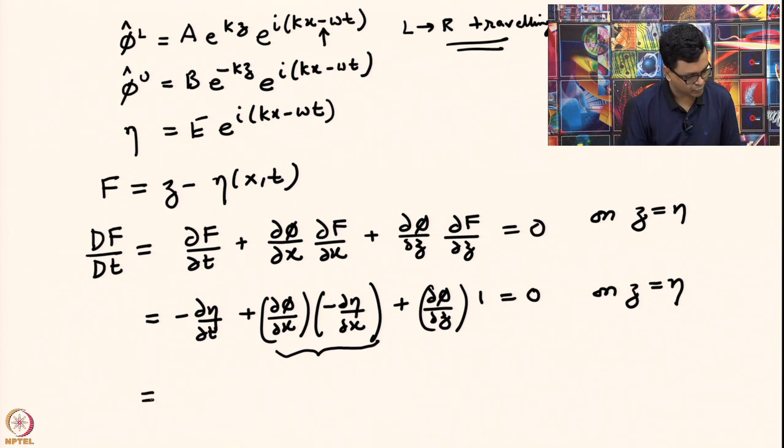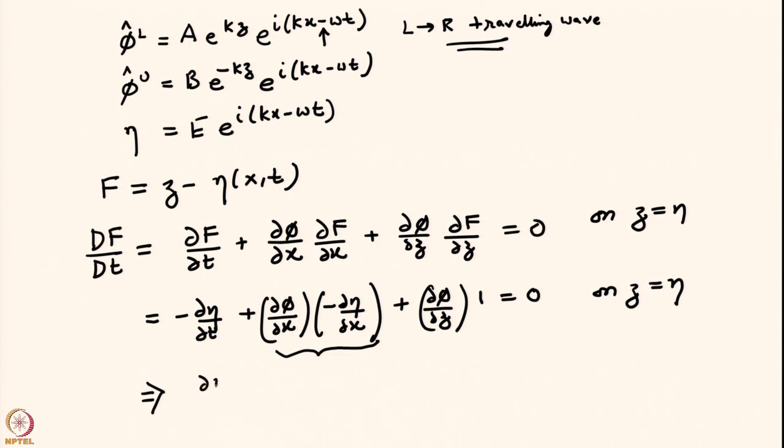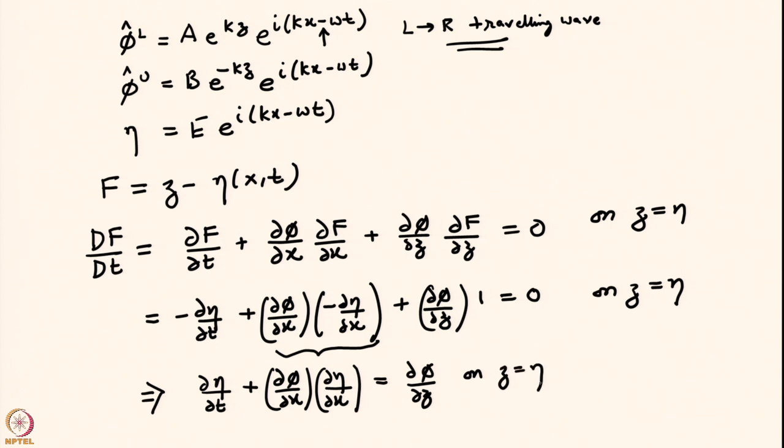So, this we are not going to ignore, and so this implies del eta by del t plus del phi by del x del eta by del x is equal to del phi by del z on z equal to eta. Same as before, except that now I have an additional term and I will have an order epsilon contribution from this term as well, although it appears to be a quadratic term. We are going to expand, so we are going to write phi as before. I am just repeating this: phi l is equal to phi l b plus phi hat l, and then we have phi u is equal to phi u b plus phi hat u.